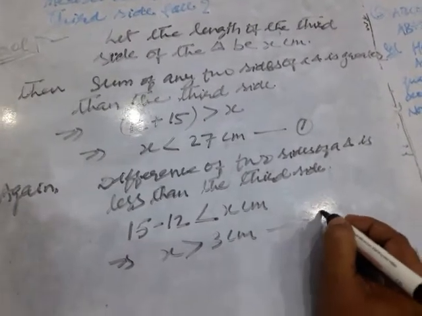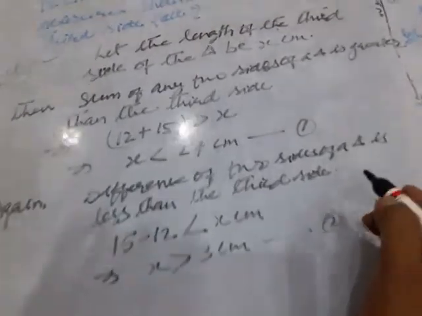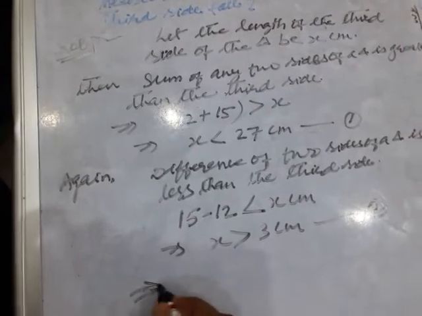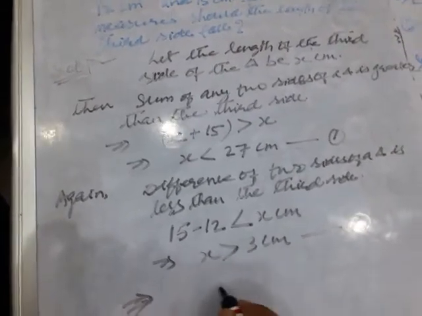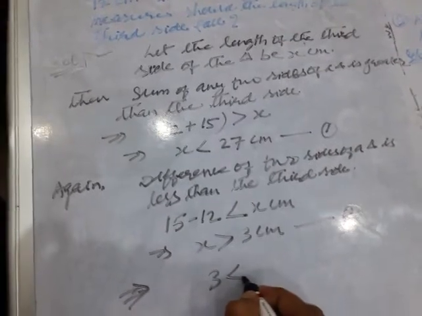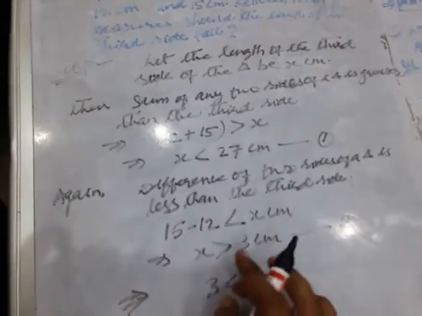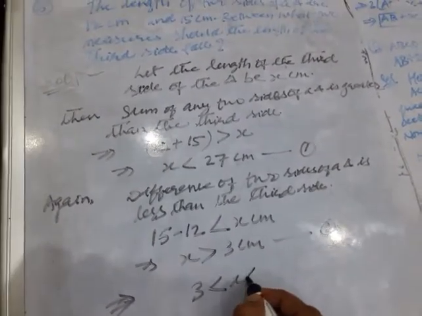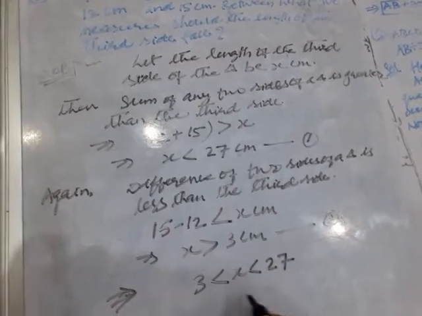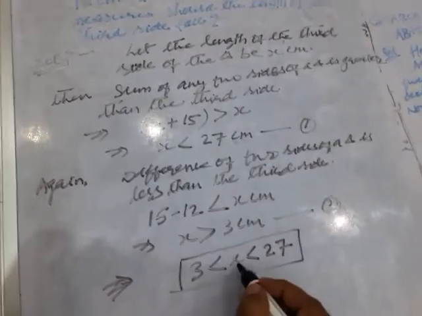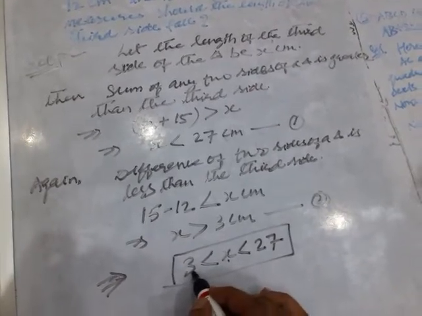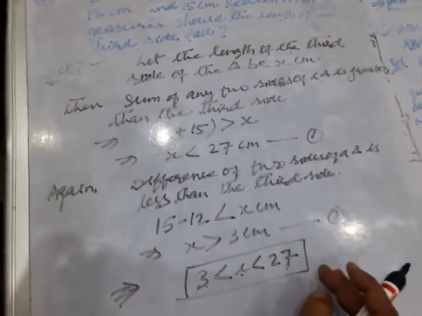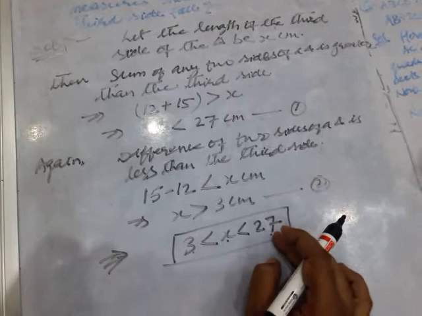Okay, so we have got two inequalities, equation 1 and equation 2. Let us combine these two. This implies that x is greater than 3 centimeter and x is less than 27 centimeter. What does it mean? The value of x is between 3 centimeter and 27 centimeter.